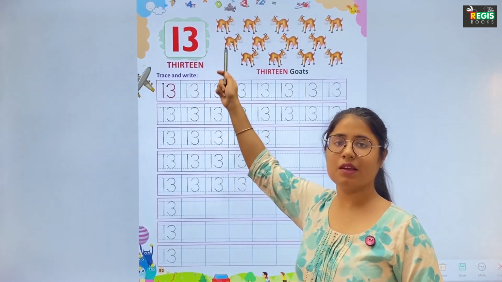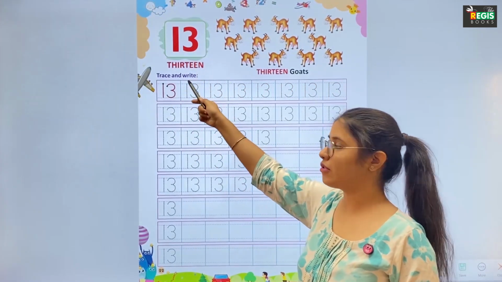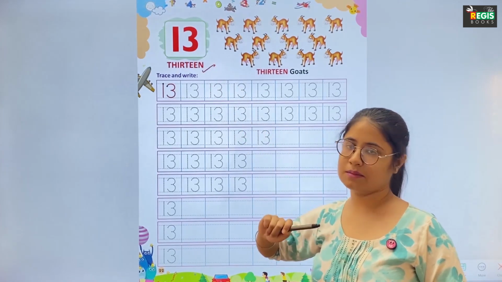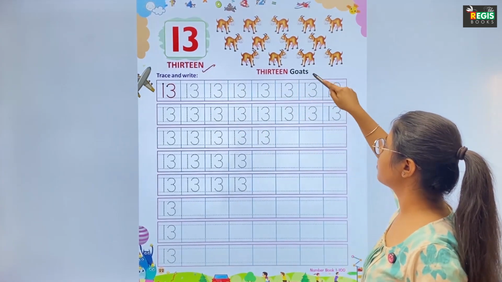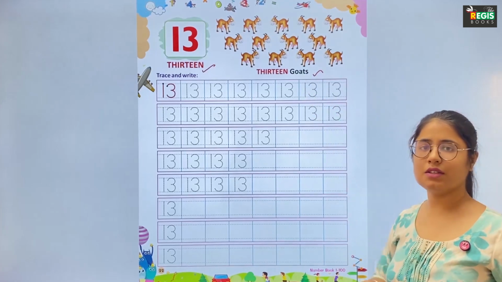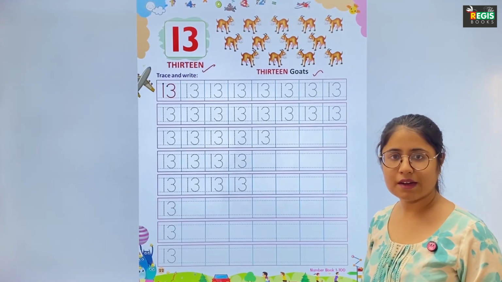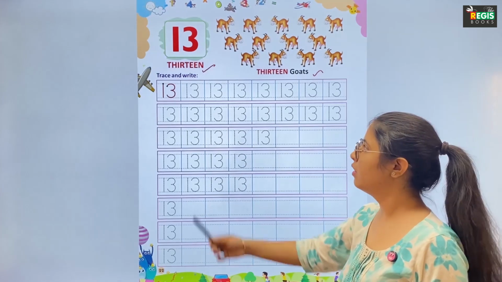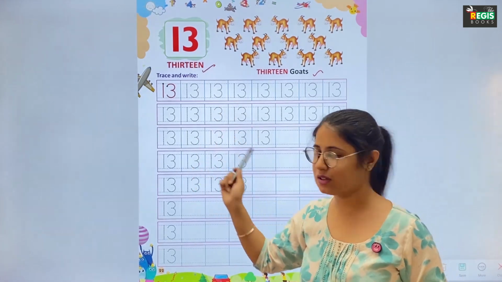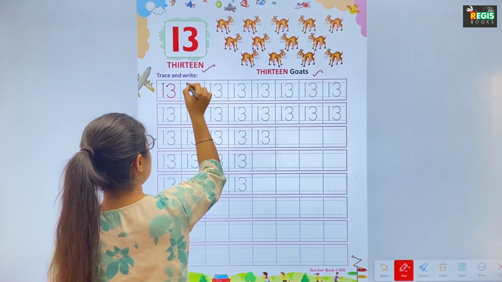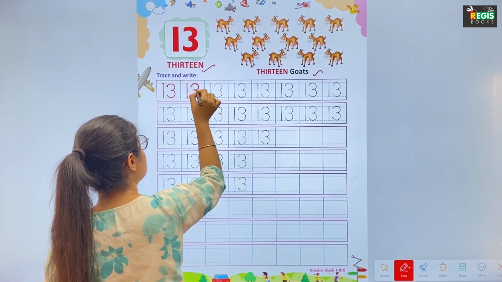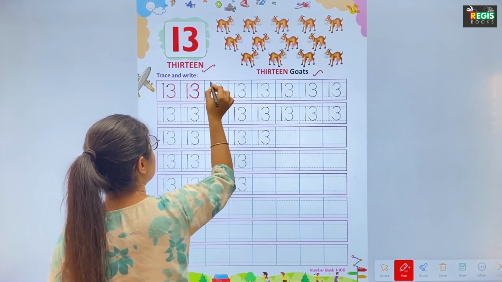1 3 13. T-H-I-R-T-E-E-N. 13. 13 goals. So kids, see total 13 goals. And we write the number 13 by writing 1 and 3 together. Let's trace and write. So kids, first of all write number 1 with me, then trace the number 3. It is 1 3 13.